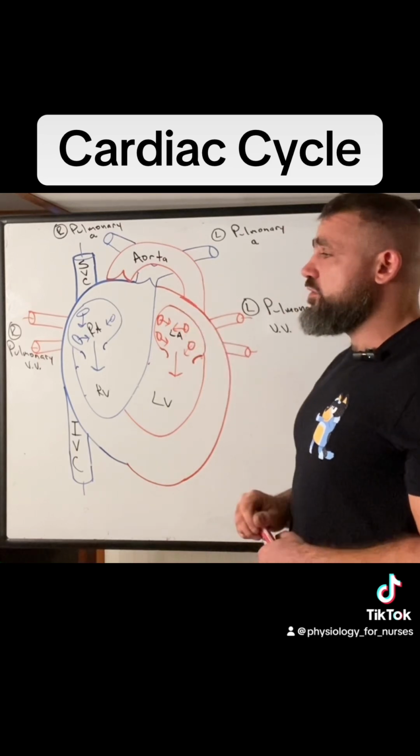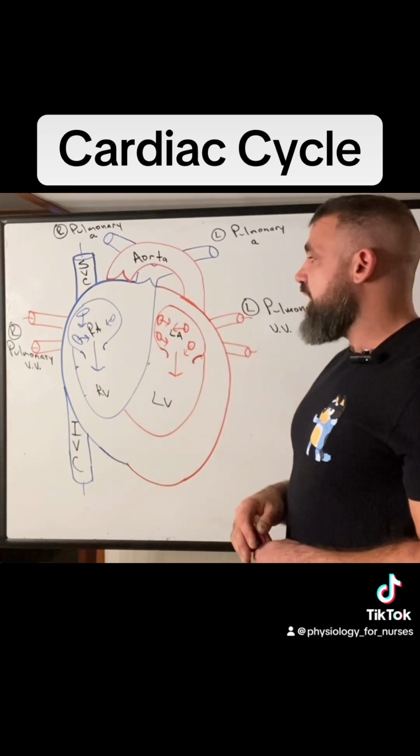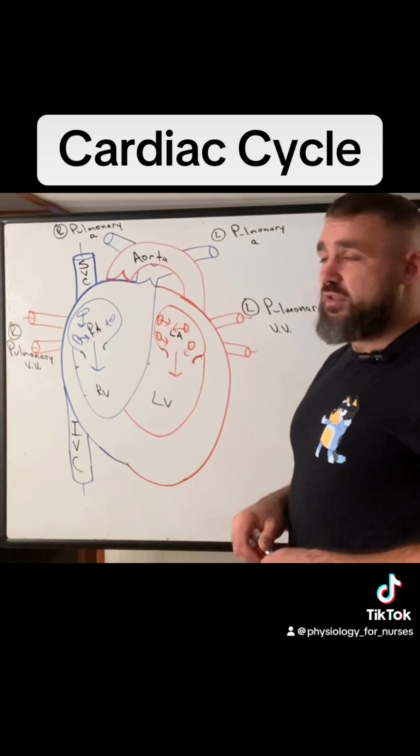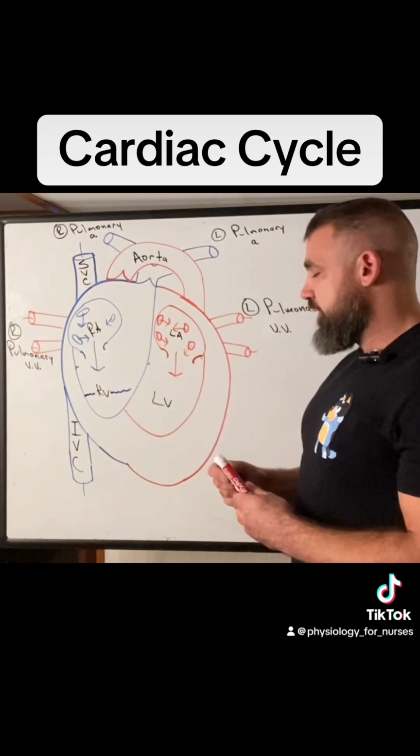Okay, so semilunar valves closed, atrioventricular valves open, blood's coming into the right side of the heart from the SVC, IVC, and pulmonary veins on the left side of the heart. And the heart's filling with blood. Okay, we're starting to fill the ventricles up with blood.